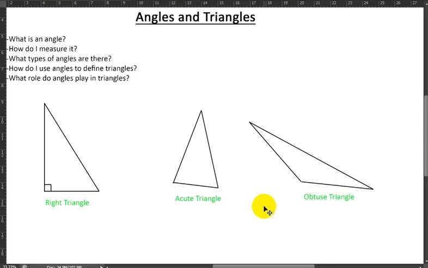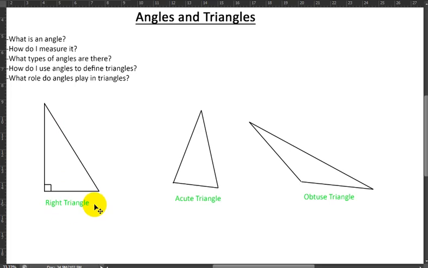Why? Because we can define what kind of triangle a triangle is based on its angles. There are 3 different types of triangles when we distinguish them based on their angles. The first one is the right triangle. If you look here, you can see that these 2 lines have made a perfect right angle, which is usually shown by this little square. It shows me that this is a right angle.